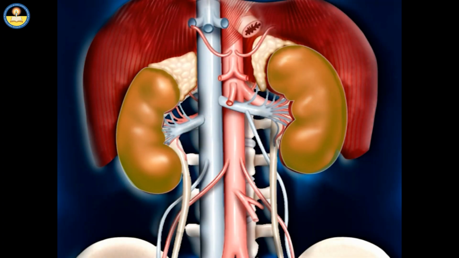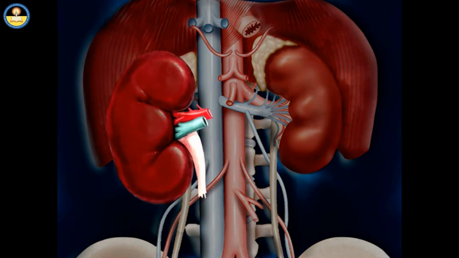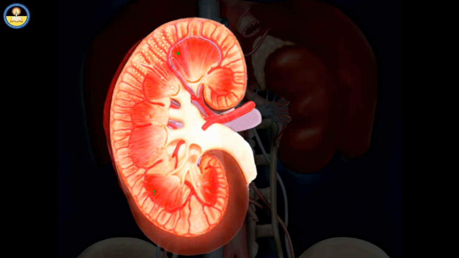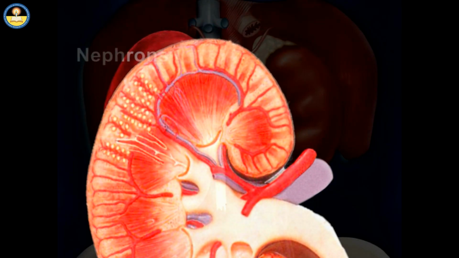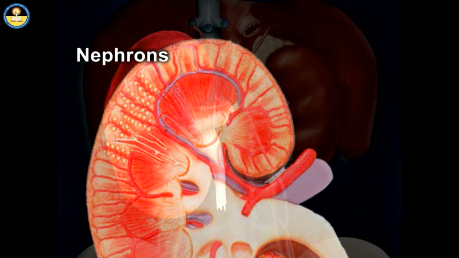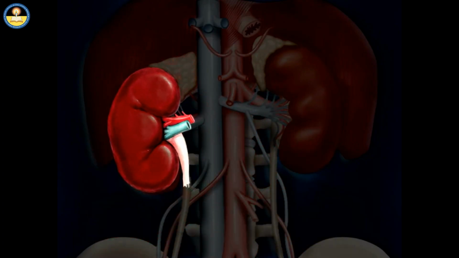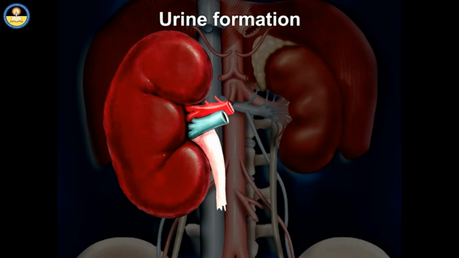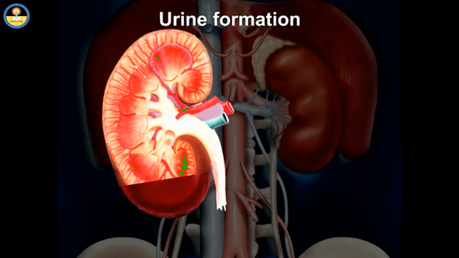The main function of the kidneys is to remove waste products and excess water from the blood. The kidney does it with the help of tiny filters present in it. These filters are called nephrons. Urine is produced in the kidney. Actually, it is not produced. It is filtered out of the blood.